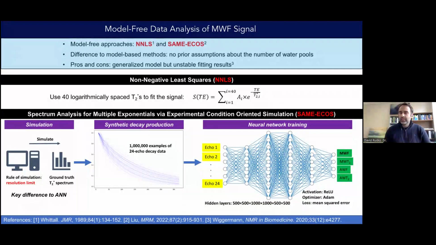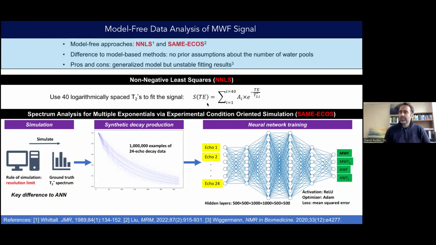Kevin was particularly interested in doing this in a non-model based approach, so model-free data analysis. And the reason for that is that he said, well, tissue microstructure is variable, assuming that parsimonious three-pool model may not be appropriate. So let's try to do this in a model-free way, in an unsupervised way that doesn't necessarily require training data. So the traditional way to do this, which was introduced, as Vlad said, by Whittall and MacKay, 1989, is to use non-negative least squares with, for instance, 40 logarithmically spaced T2 star exponential functions.